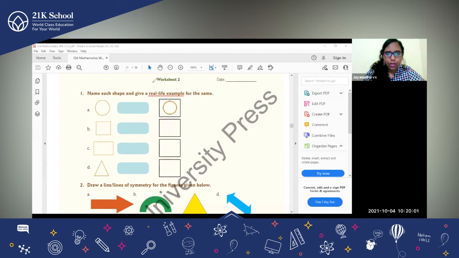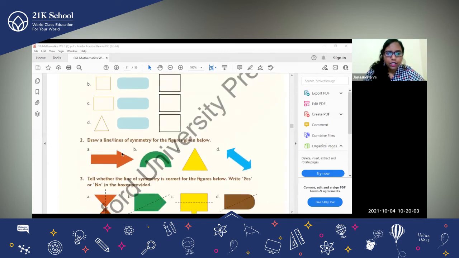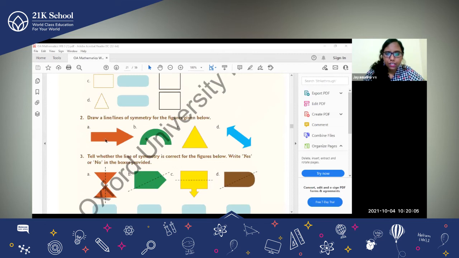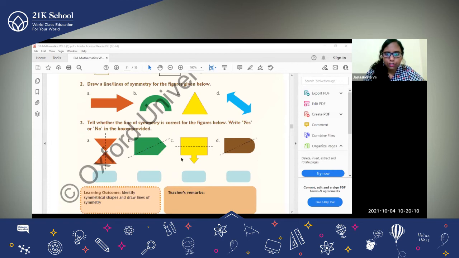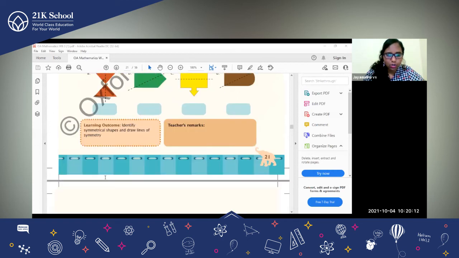And the second one, draw a line of symmetry for the given figures. Yes, you can draw on your own. Tell whether the line of symmetry is correct for the following figures. Write yes or no. You need to write yes or no here.